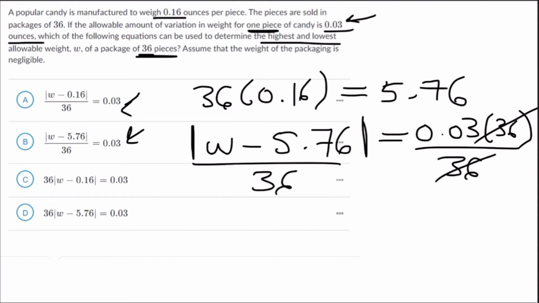Now we'll have the absolute value of W minus 5.76, over 36, equal to 0.03. Here it's option B. So I can tell that this is the correct answer for the question.